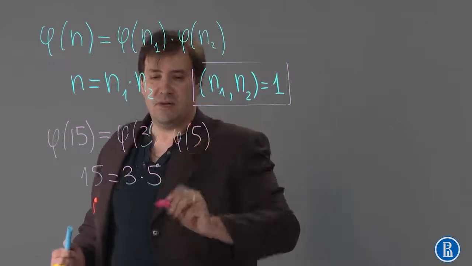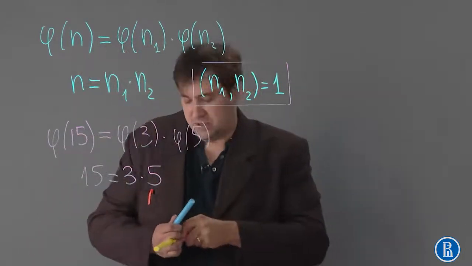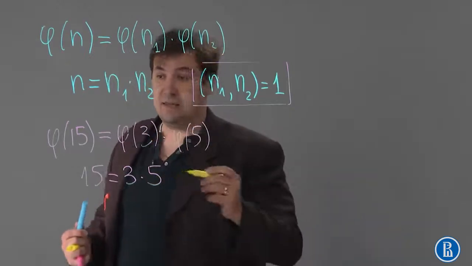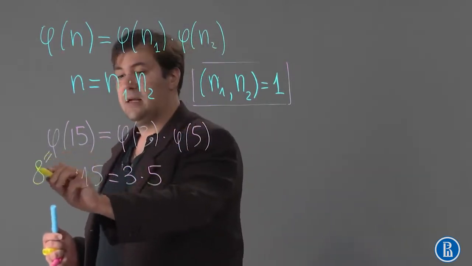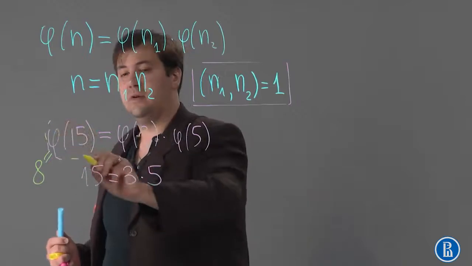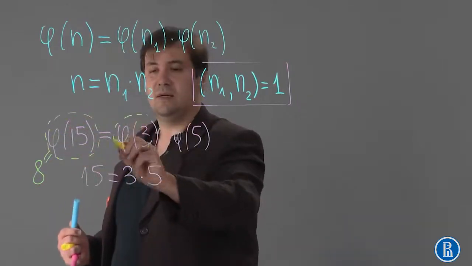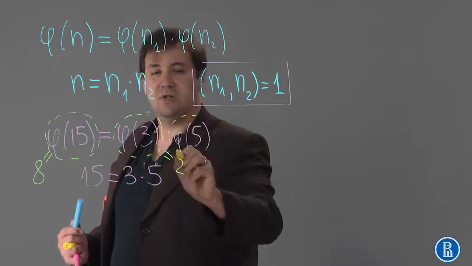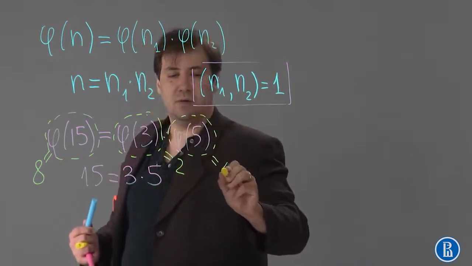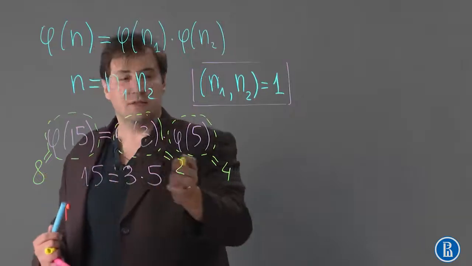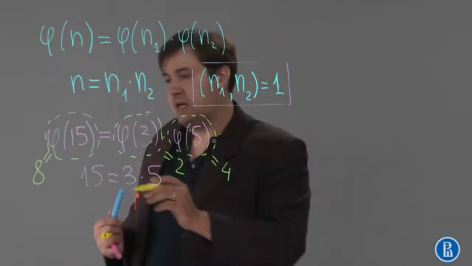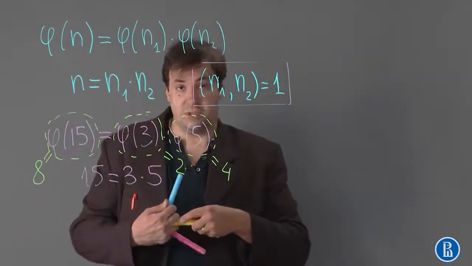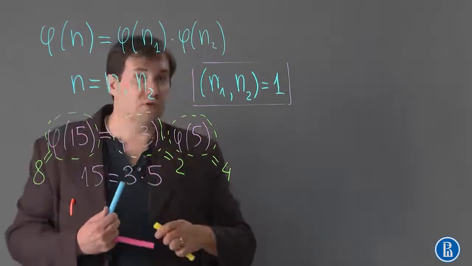of 5, which is actually true because Euler's function of 15 is equal to 8 and Euler's function of 3 is equal to 2 and Euler's function of 5 is equal to 4. You can check these numbers on your own. 8, 2 and 4 are the values of Euler's function of 15, 3 and 5 correspondingly.